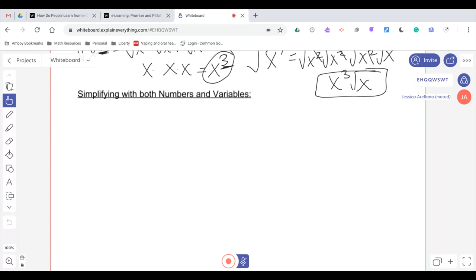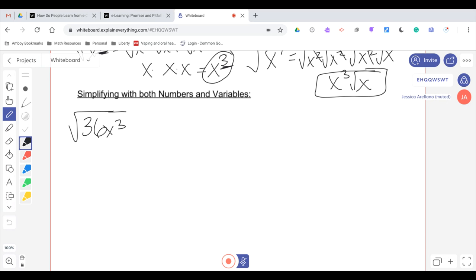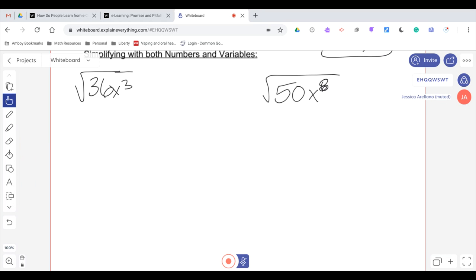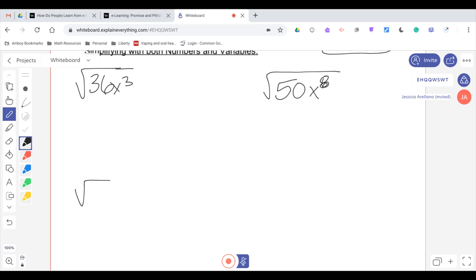All right. So we'll do 36x cubed. We'll do 50x to the 6th. Actually, we'll make it x to the 8th. And then our last one, we will do 405 x squared y to the 5th. Very good.